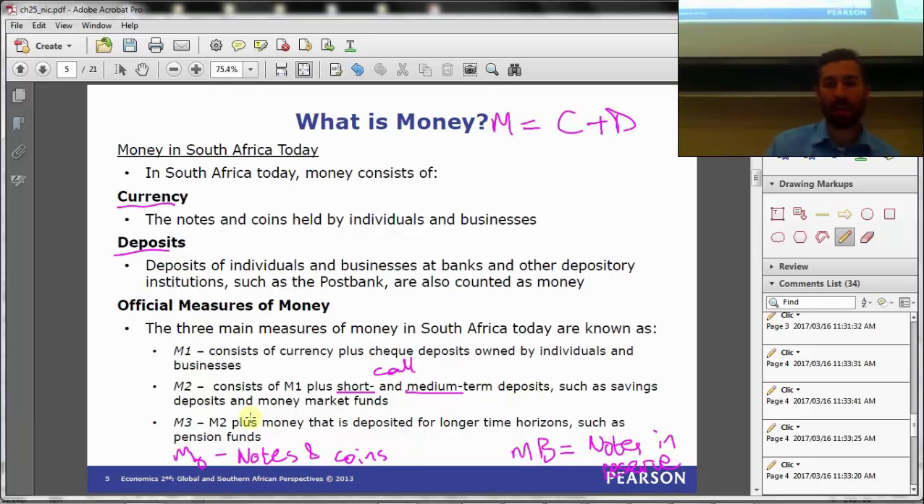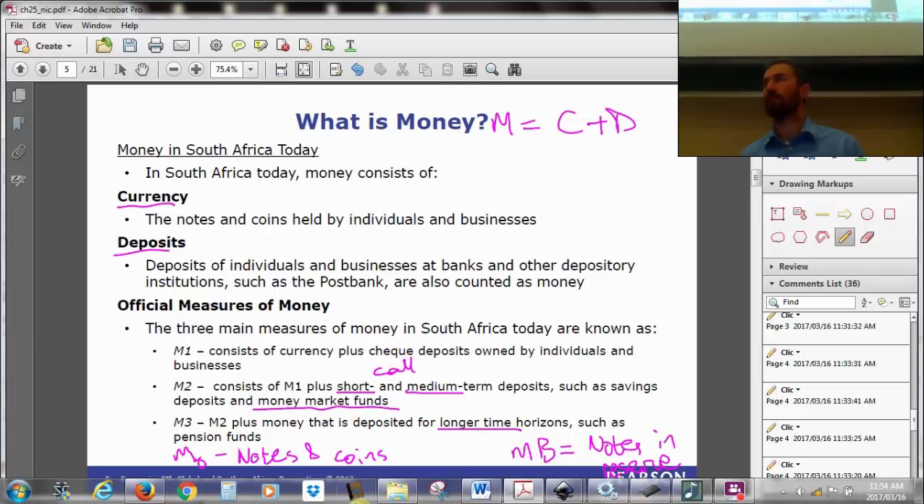Like a money market fund. A money market fund, normally you require at least, I think it's like 7 days or something like that, right? Or, well, it depends. Some money markets you can have like 1 day, some money markets are 7 days, but I think it's at least a day before you can get your cash. And then M3 is M2, in other words, currency, call deposits, short-term deposits, medium-term deposits, all of those, plus any longer time horizons. So like if you put your money into a 12-month fixed deposit or something like that, you've got to wait for a while before you get that cash.